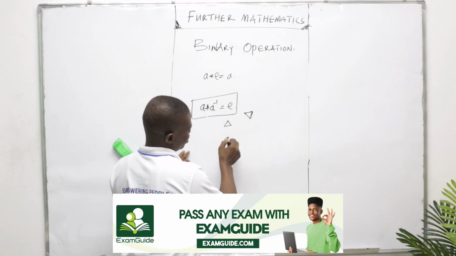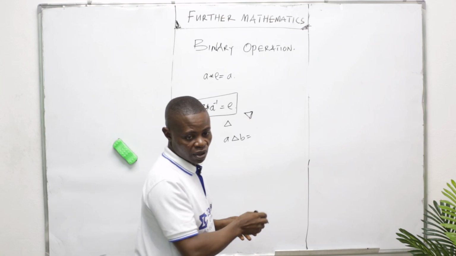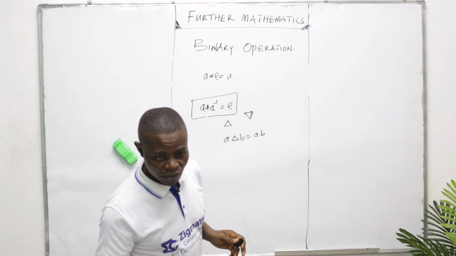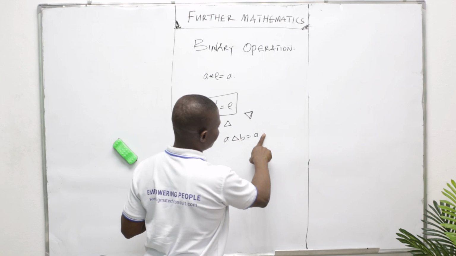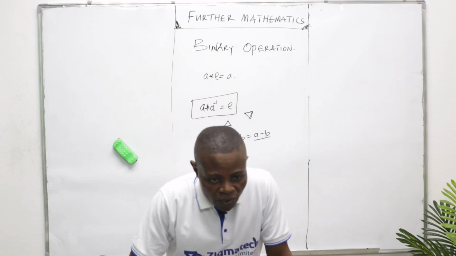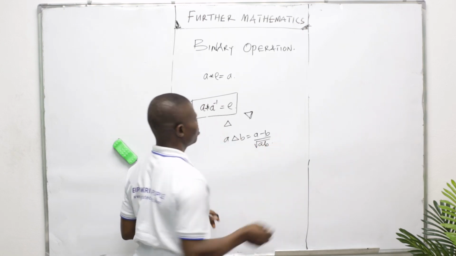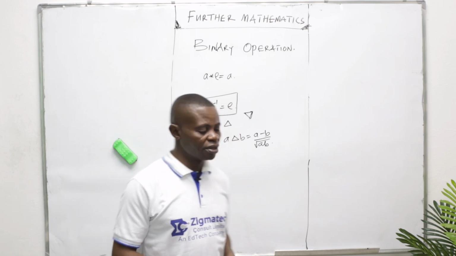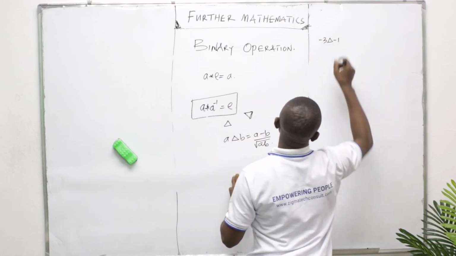Here it says A operating on B equals A dot B, okay, A minus B, I think it's A minus B, all over root AB. Okay, that's good. Find what? Evaluate minus 3 operating on minus 1.